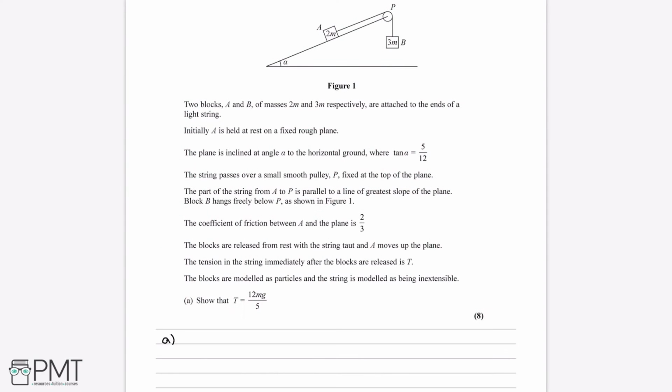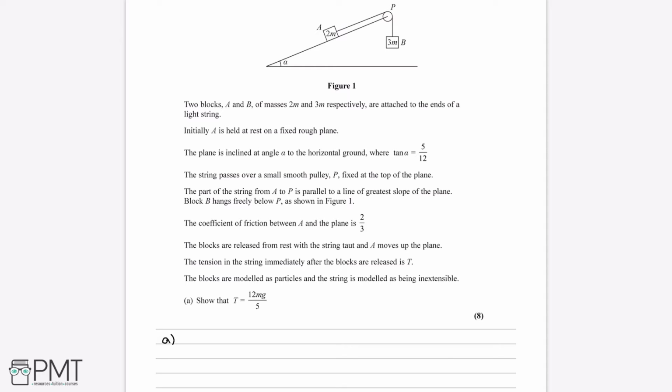Two blocks A and B of masses 2m and 3m respectively are attached to the ends of a light string. Initially, A is held at rest on a fixed rough plane. The plane is inclined at angle alpha to the horizontal ground, where tan of alpha is equal to 5/12. The string passes over a small smooth pulley, P, fixed at the top of the plane. The part of the string from A to P is parallel to a line of greatest slope of the plane. Block B hangs freely below P, as shown in figure 1. The coefficient of friction between A and the plane is 2/3. The blocks are released from rest with the string taut and A moves up the plane. The tension in the string immediately after the blocks are released is T, and the blocks are modelled as particles and the string is modelled as being inextensible.